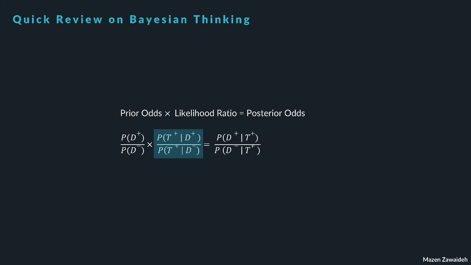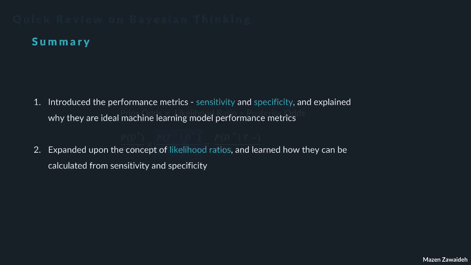Take a moment to notice that our now familiar Bayesian way of thinking can be expressed in the probability notation we've been using. Take a few moments to understand the meaning behind each term when expressed in such a way. First, for the situation in which the test result is positive, then for the situation in which the test result is negative. In summary, we've introduced the performance metrics, sensitivity and specificity, and explained why they are ideal performance metrics. And we've expanded upon the concept of likelihood ratios, and learned how they can be calculated from sensitivity and specificity.